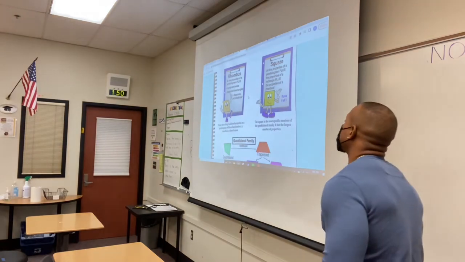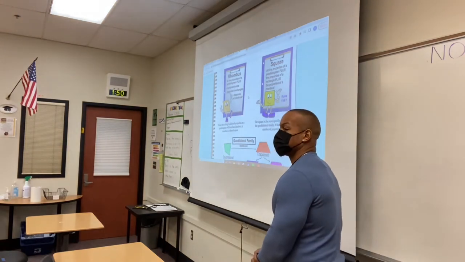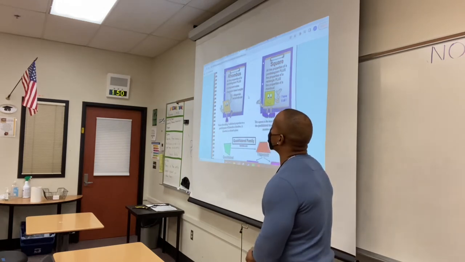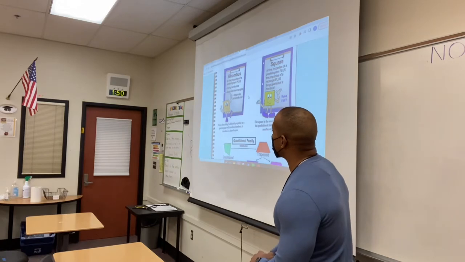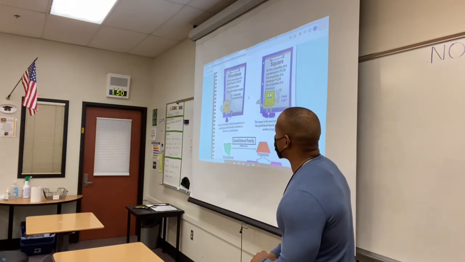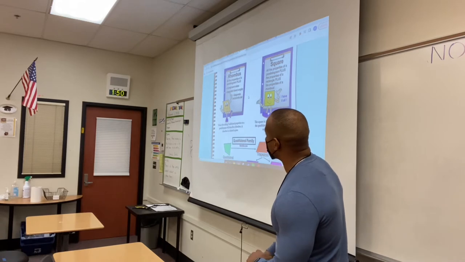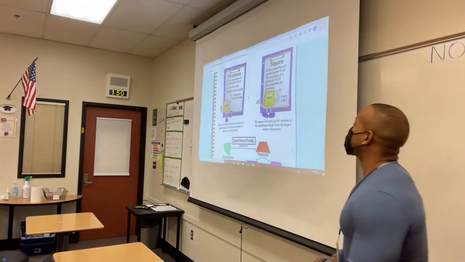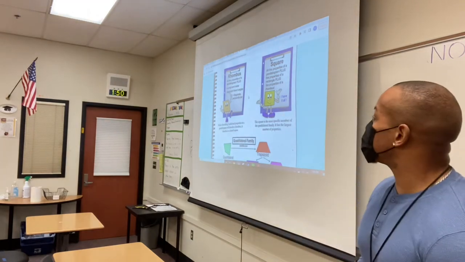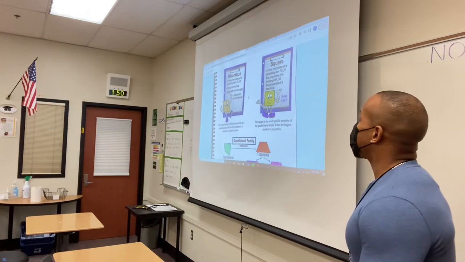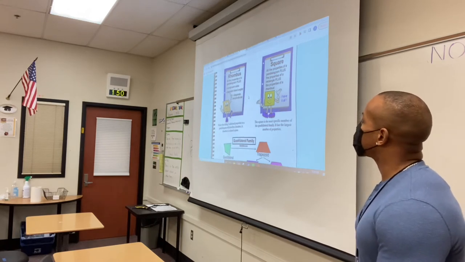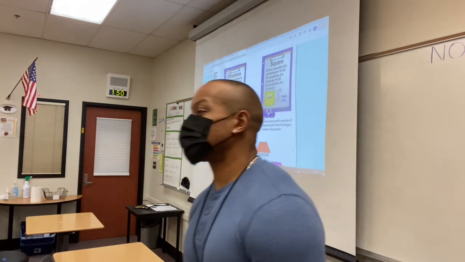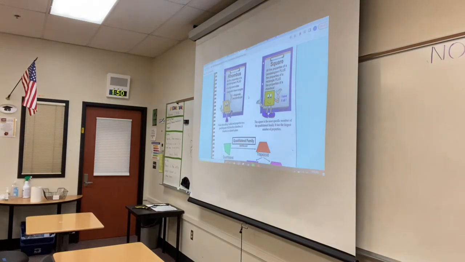Okay, rhombus. A rhombus has all the properties of a parallelogram plus four congruent sides, and the diagonals bisect those angles, and the diagonals are perpendicular. And the last one, which is obviously the easiest to identify, is the square. A square has all the properties of a parallelogram, plus the properties of a rectangle, plus the properties of a rhombus. The square is everything.